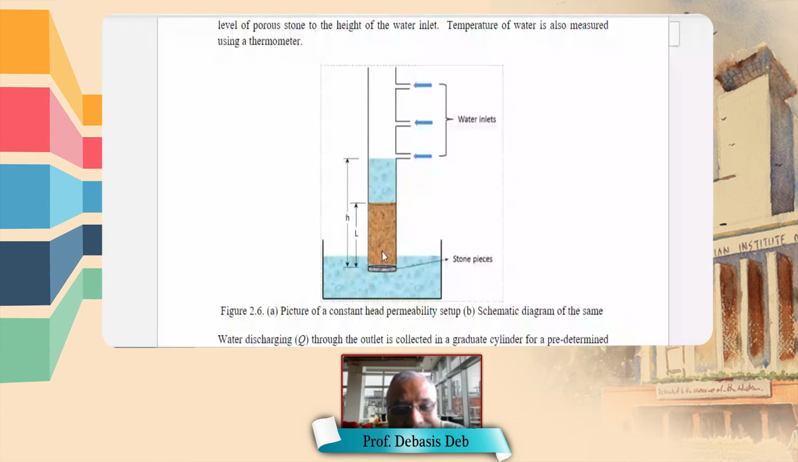But this testing we normally do for loose material. Okay, this is normally we do for loose, soil type material. So let's say the length is L, and this water head is H, and water head is H.